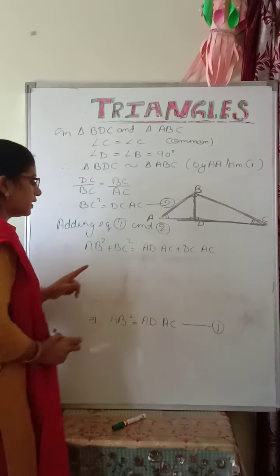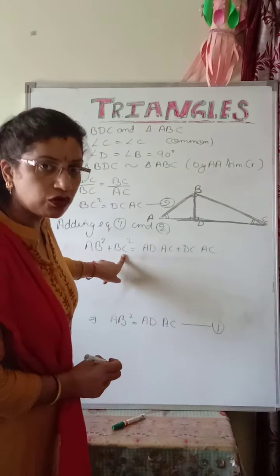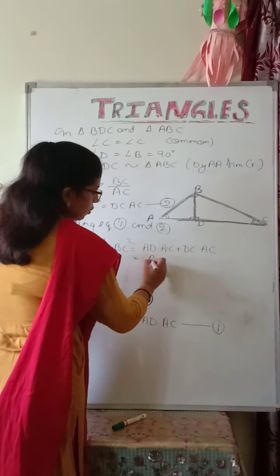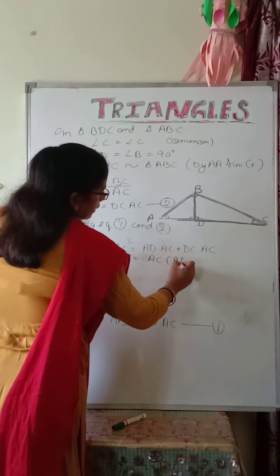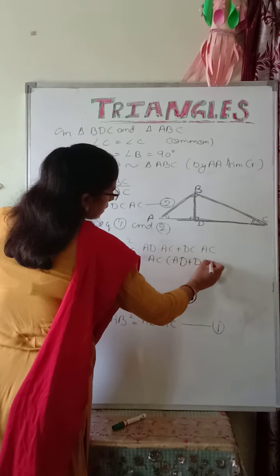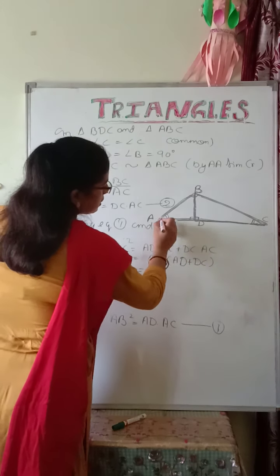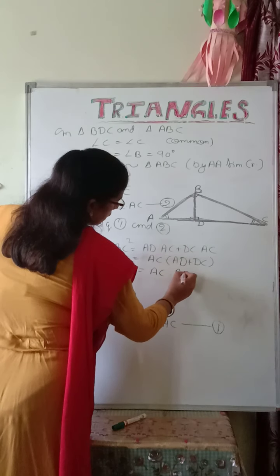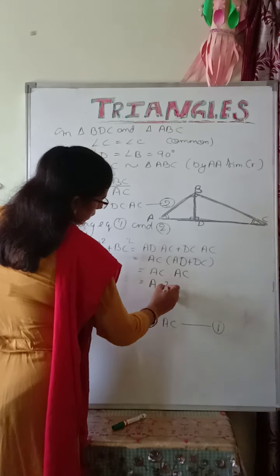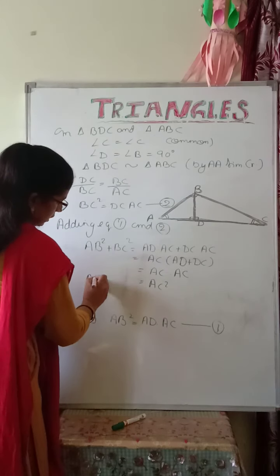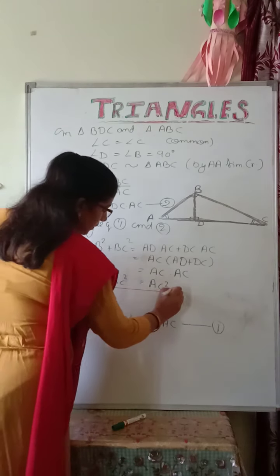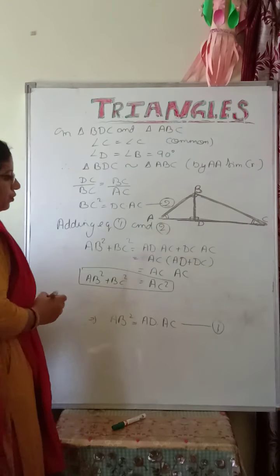Now what we can do? We have to solve this, so we can take AC common. What will be left? AD plus DC. What is AD plus DC? AD plus DC is AC. So AC into AC, that means AC square. And this side is AB square plus BC square. So the Pythagoras theorem is proved.